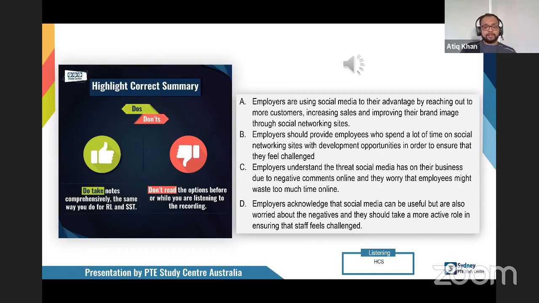So guys, keeping all these do's and don'ts with regards to highlight correct summary, let's put things into practice. So again, understand, ideally take notes. I will play the recording now in 3, 2, 1.